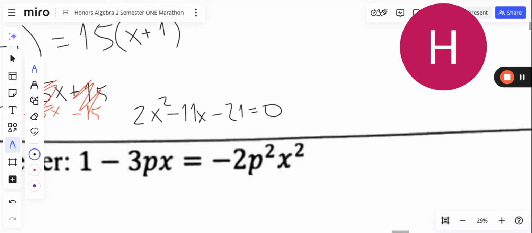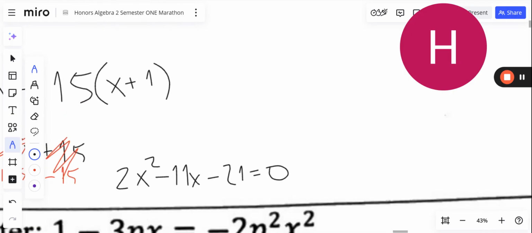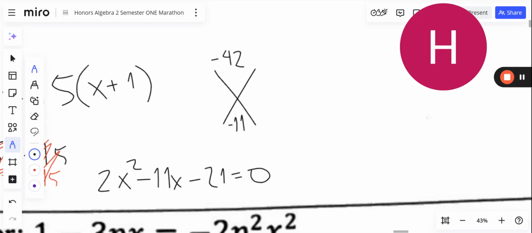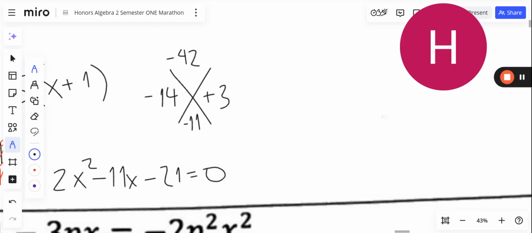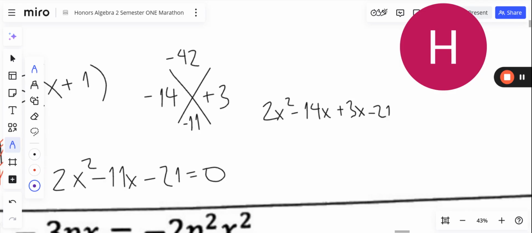All right, let's see. Can this be factored? Yes, I believe it can. Let's take a look at what it would be if we multiply to make a negative 42, but we combine together to make negative 11. That means a big negative and a small positive. How about 14 and 3? That way we're going to have 2x squared minus 14x, and then we're going to have positive 3x minus 21. Notice how I said them kind of separately in groups because we're going to group factor them.